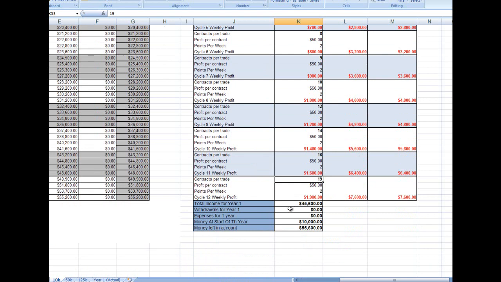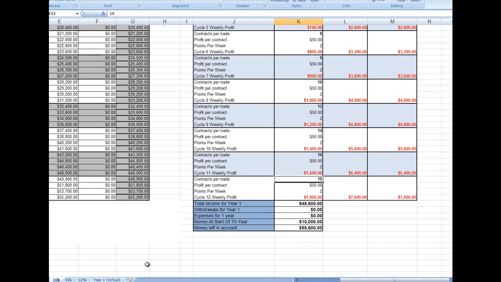On this scenario, basically with a starting balance of $10,000, using the money management and compounding it up, on the very conservative view of 2 points a week, we would have made $45,600 for the year and have $55,000 left in our account. Now we'll look at the 50k example.